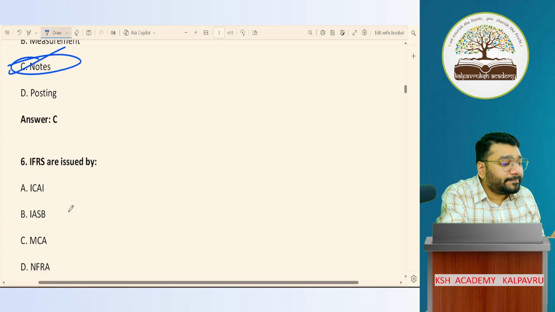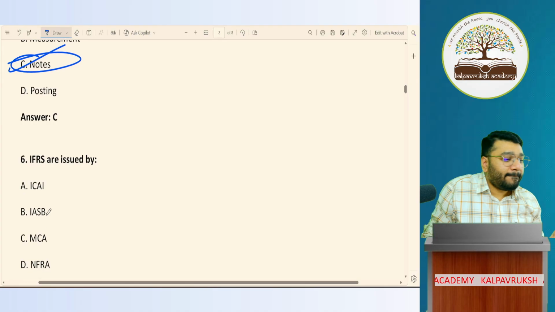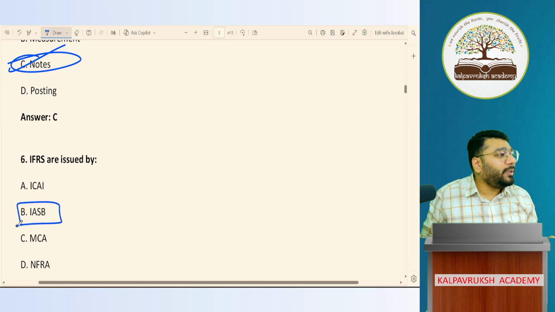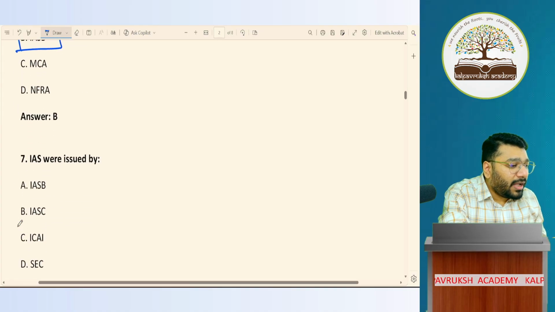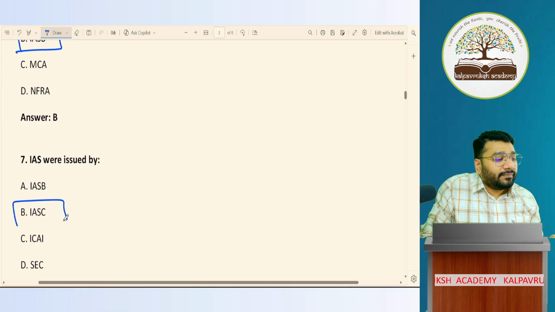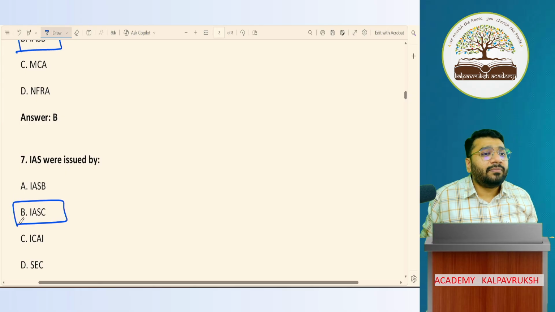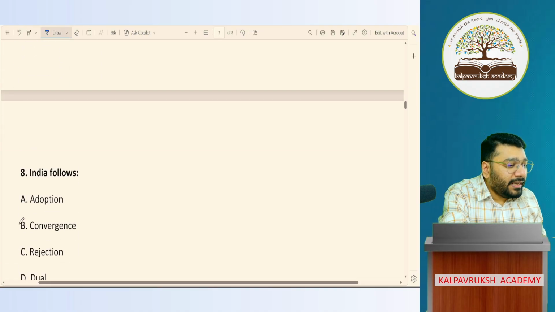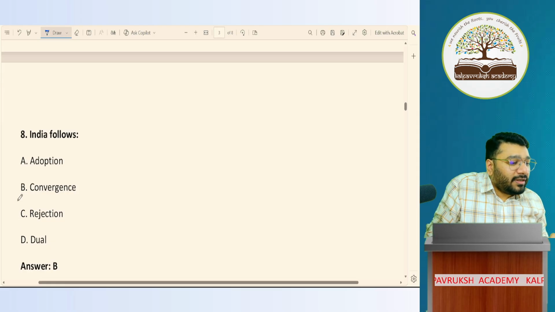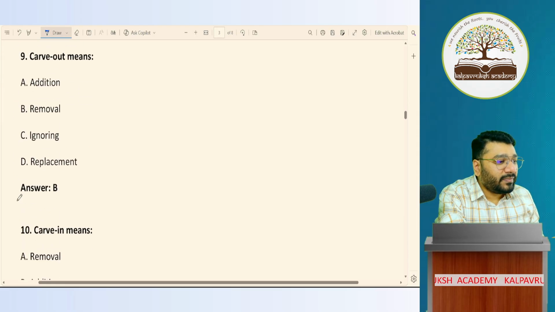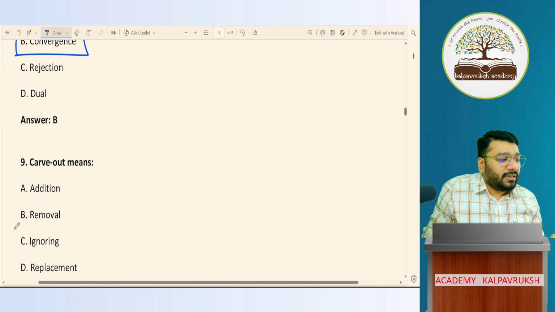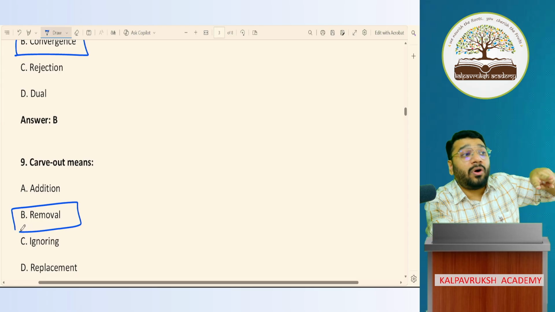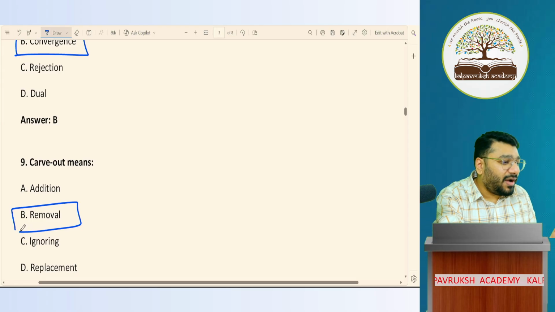IFRS are issued by IASB. What is the full form of IASB? International Accounting Standards Board. IAS were issued by IASC. IASC's full form is International Accounting Standards Committee. India follows the convergence strategy. Carve out means removal of options, removal of principles and policies suggested by IFRS.